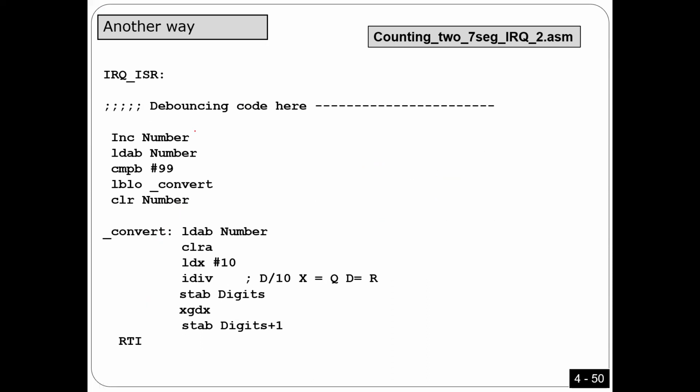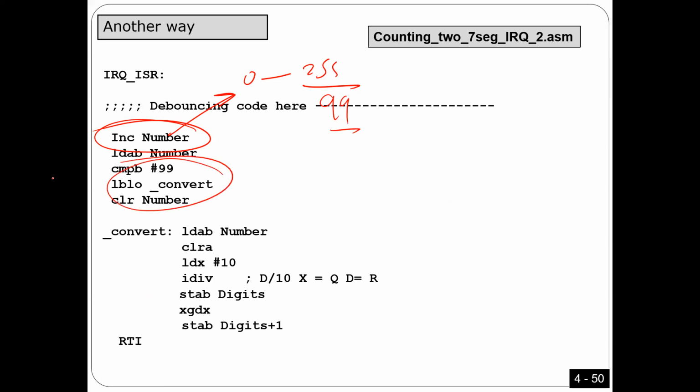I increment a binary number. This number can take a value from 0 until 255, but I'm going to force it to be no more than 99, as I did here. Is that okay? And then I divide by 10 to get the digit. This is one way. I'm going to teach another way. Both ways are okay. Whatever you like, it's okay.